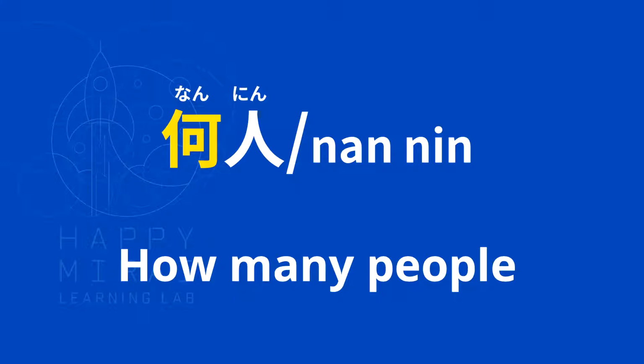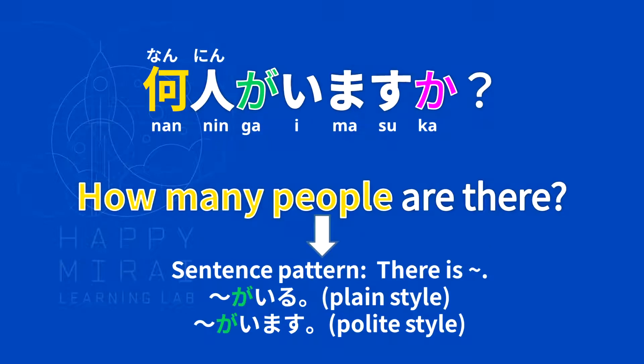Okay, next, let's look at 何人, how many people? 人 is the counter for people. 何 also depends on how you use it. It can mean what or can mean how many. 何人, how many people. So here we have this basic sentence pattern.